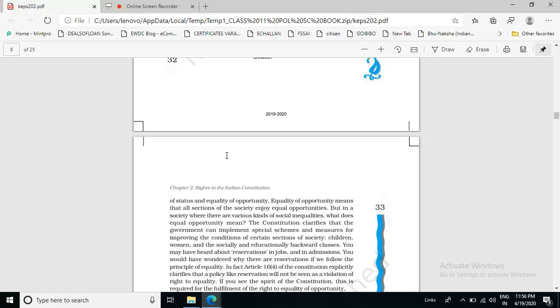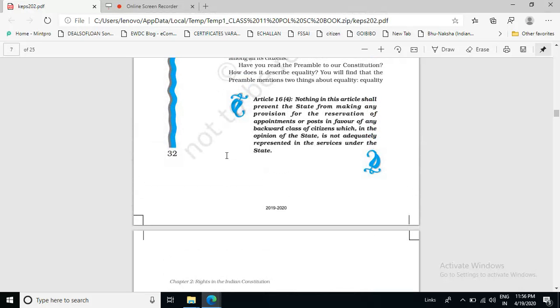For that, I'm reading Article 16, Clause 4. It is here, it is written in your book. I am reading the text. Article 16, Clause 4: Nothing in this article shall prevent the state from making any provision for the reservation of appointments or posts in favor of any backward class of citizens which, in the opinion of the state, is not adequately represented in the services under the state.